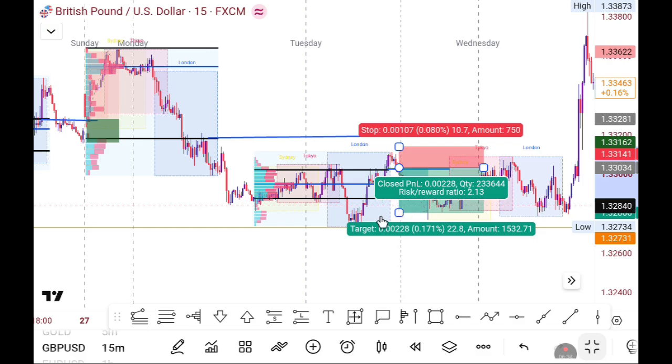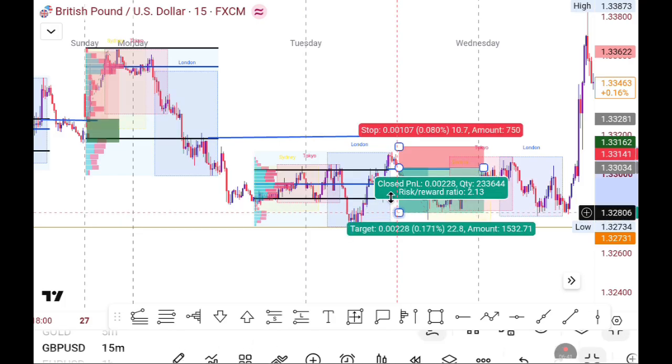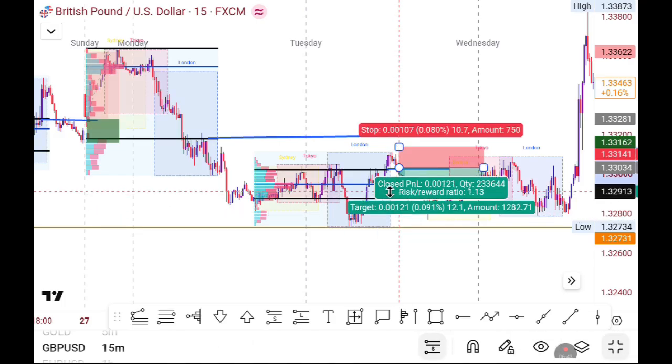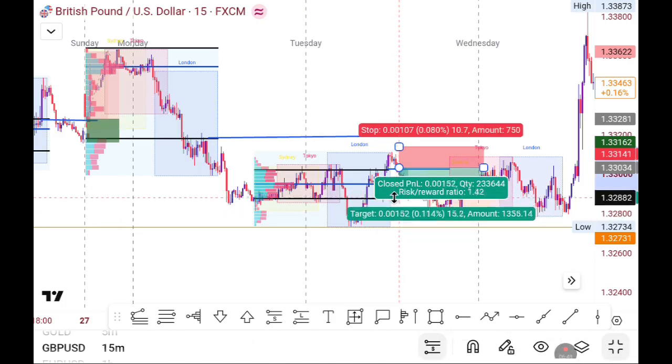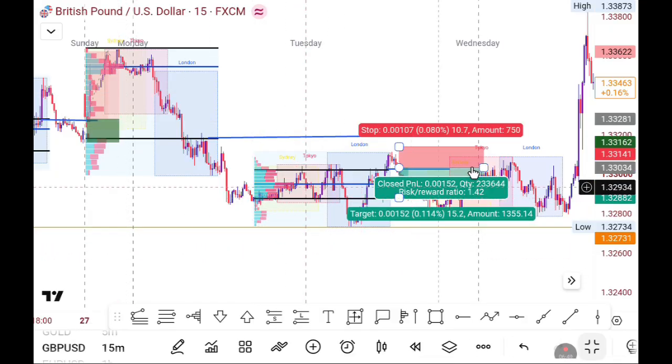People say you mark out the London high and low. No, not the London high and low. No, there's no need to mark out the London high and low. You just mark the resistance.